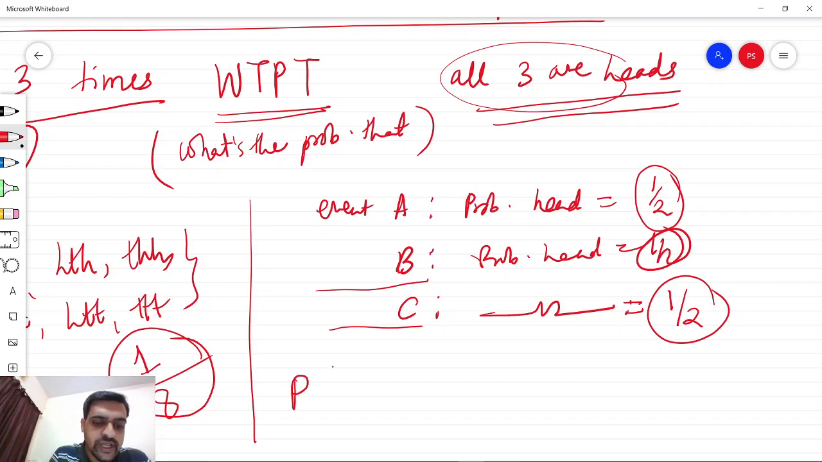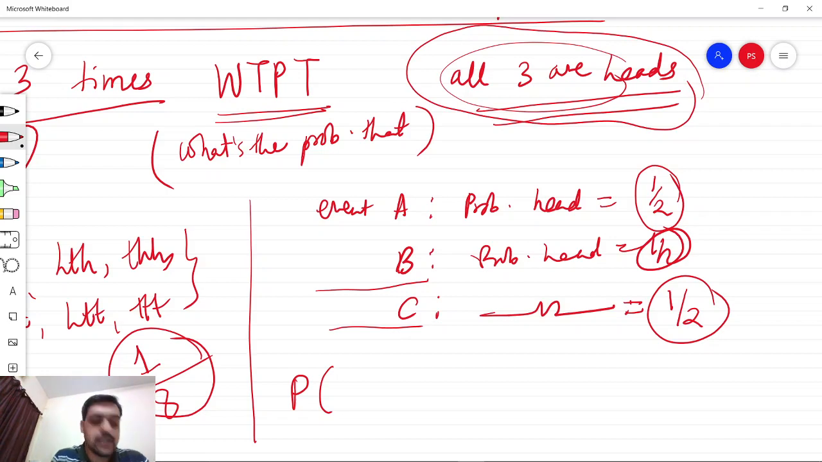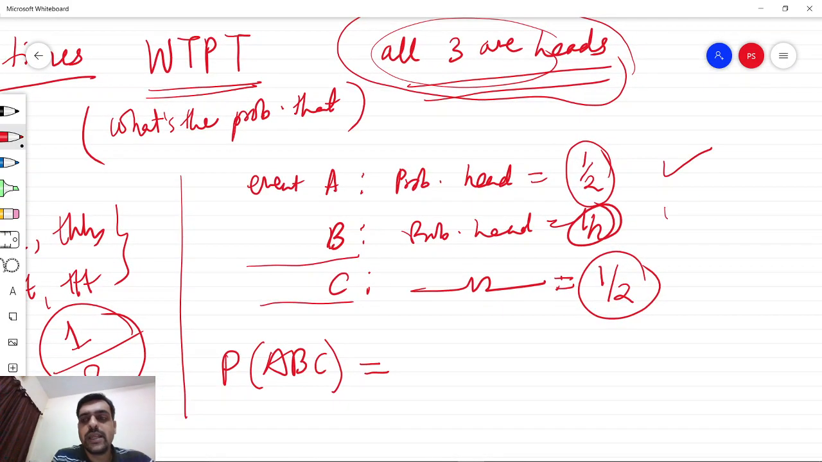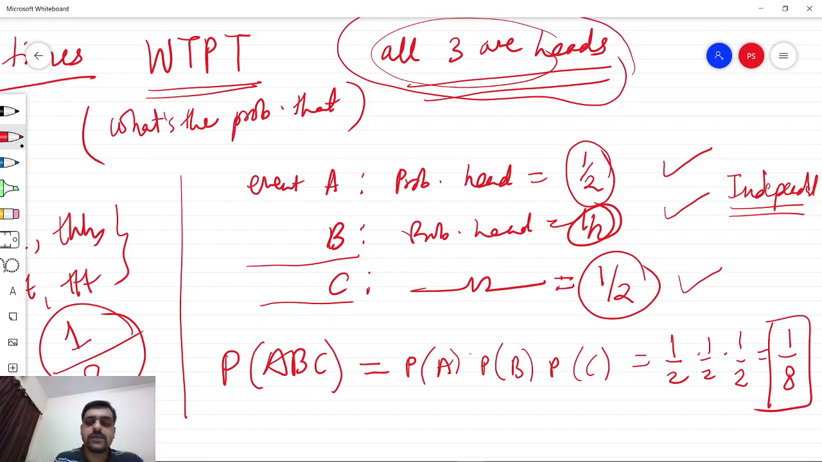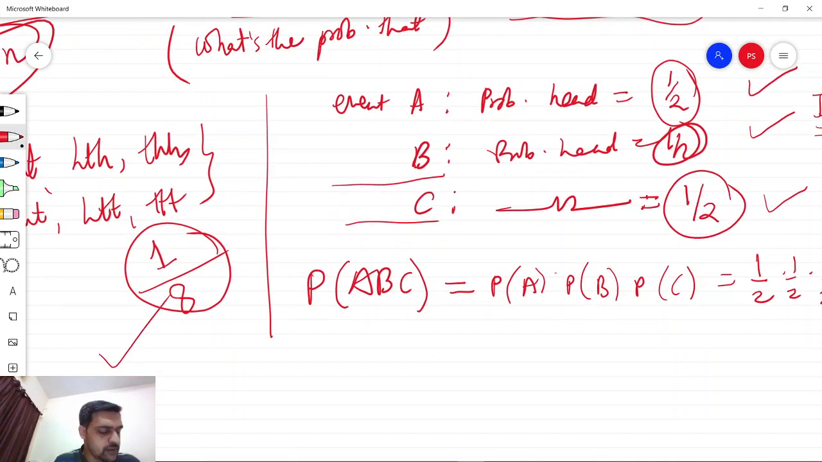We need to calculate the probability that all 3 are heads. That is nothing but P of ABC. We should note here that all these 3 events A, B and C are obviously independent. So P of ABC will be simply P of A into P of B into P of C according to the first theorem, which is 1 by 2 into 1 by 2 into 1 by 2, which is equal to 1 by 8, the answer which we have already got.